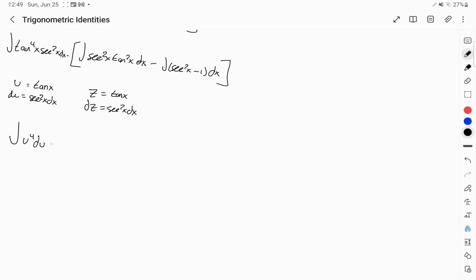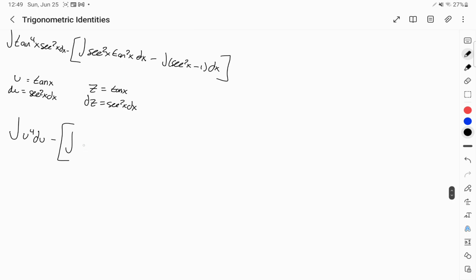That will be du minus, do not forget the bracket. Very important to distribute that negative. The integral of, what did we let z equal? Tangent of x. So we have z squared. And then what do we have right here? Secant squared of x dx, which is dz.